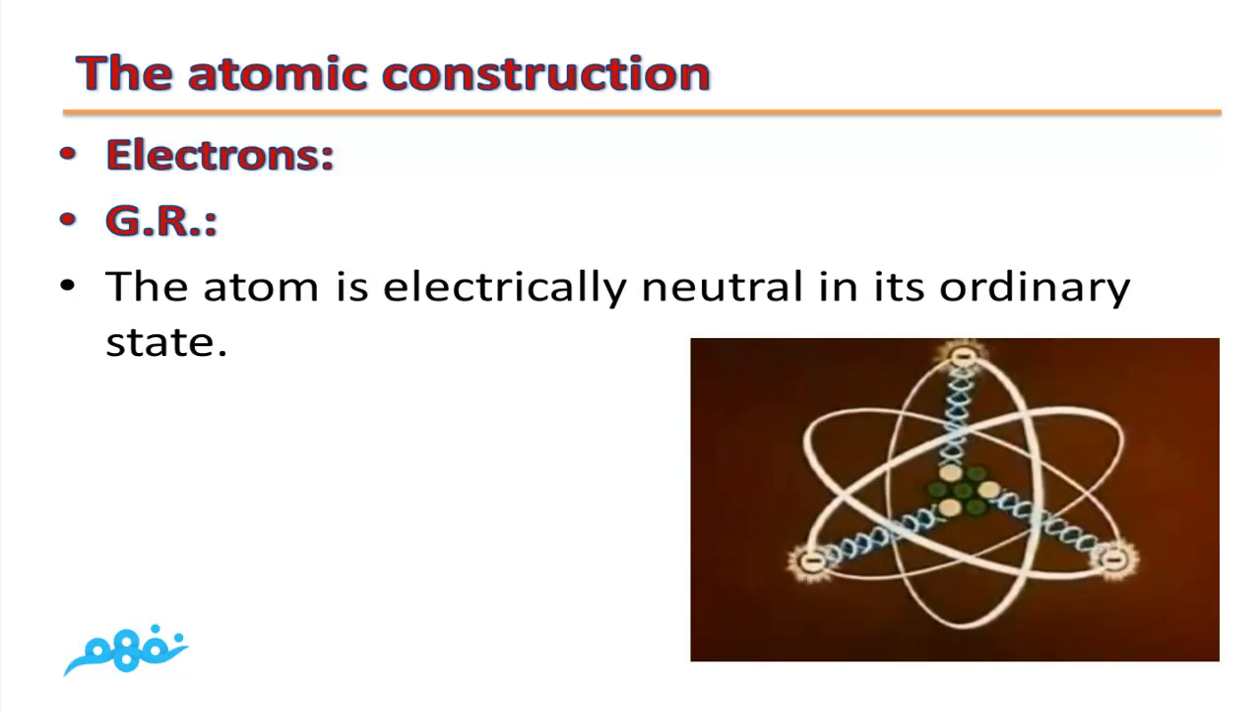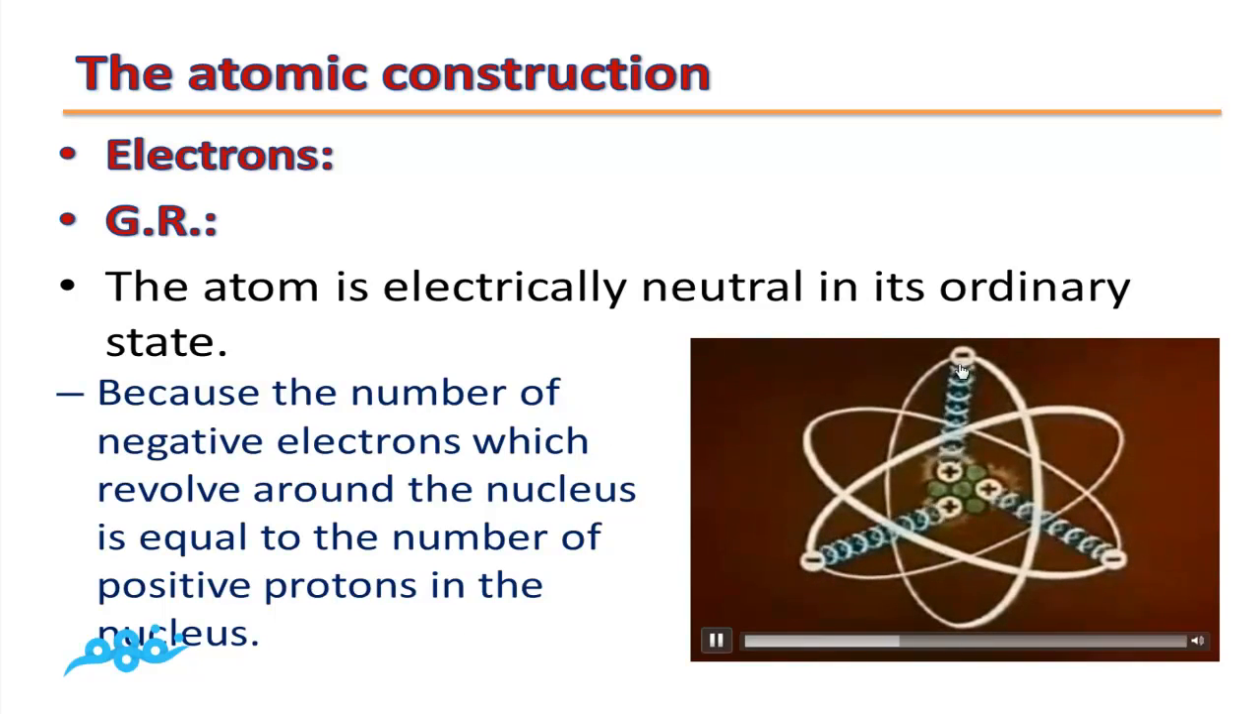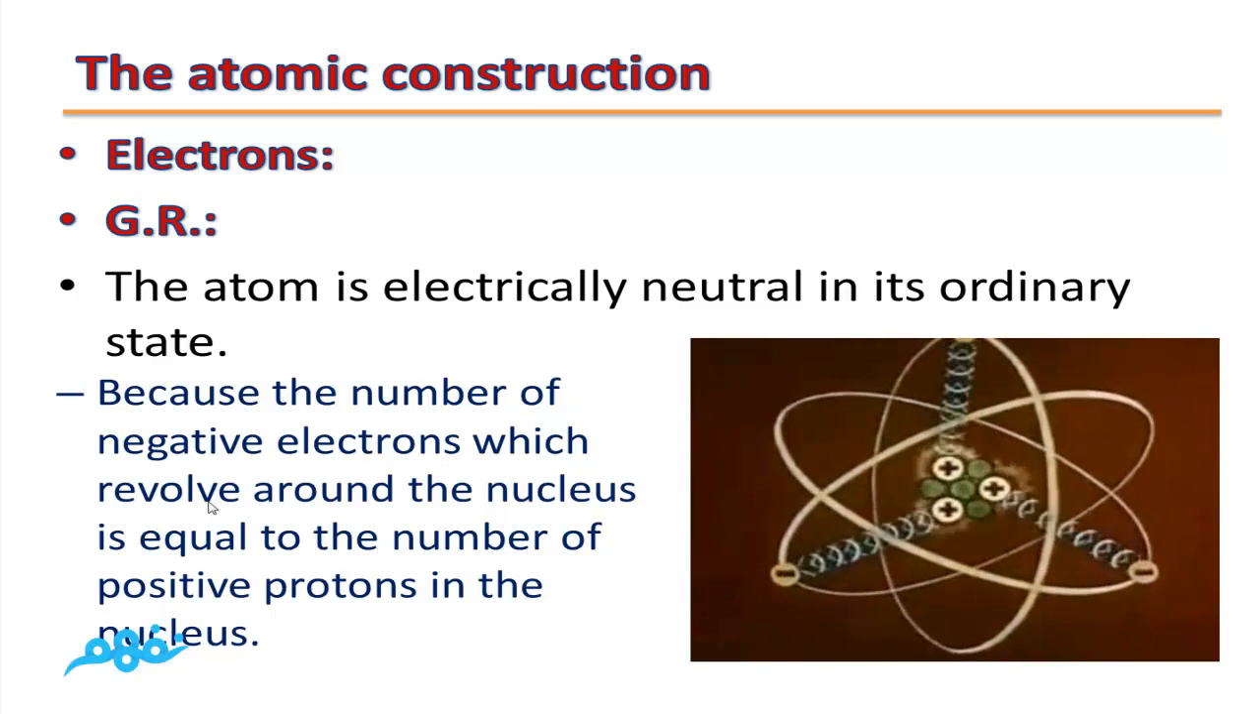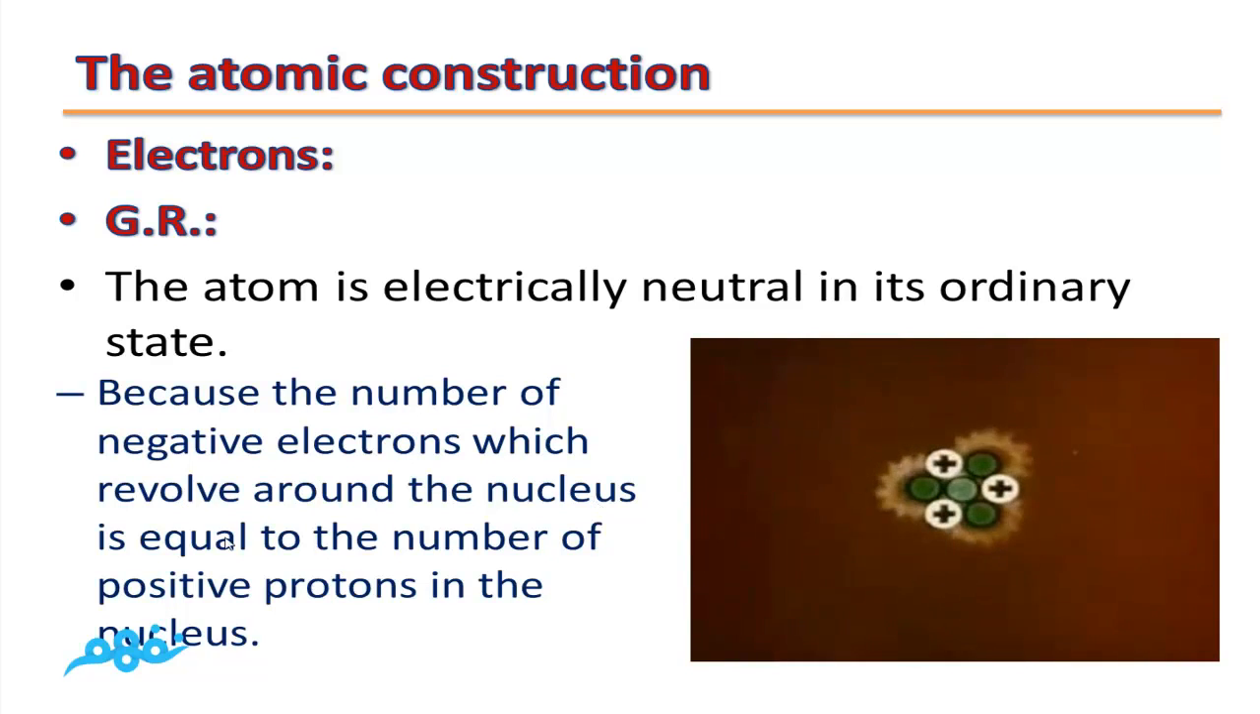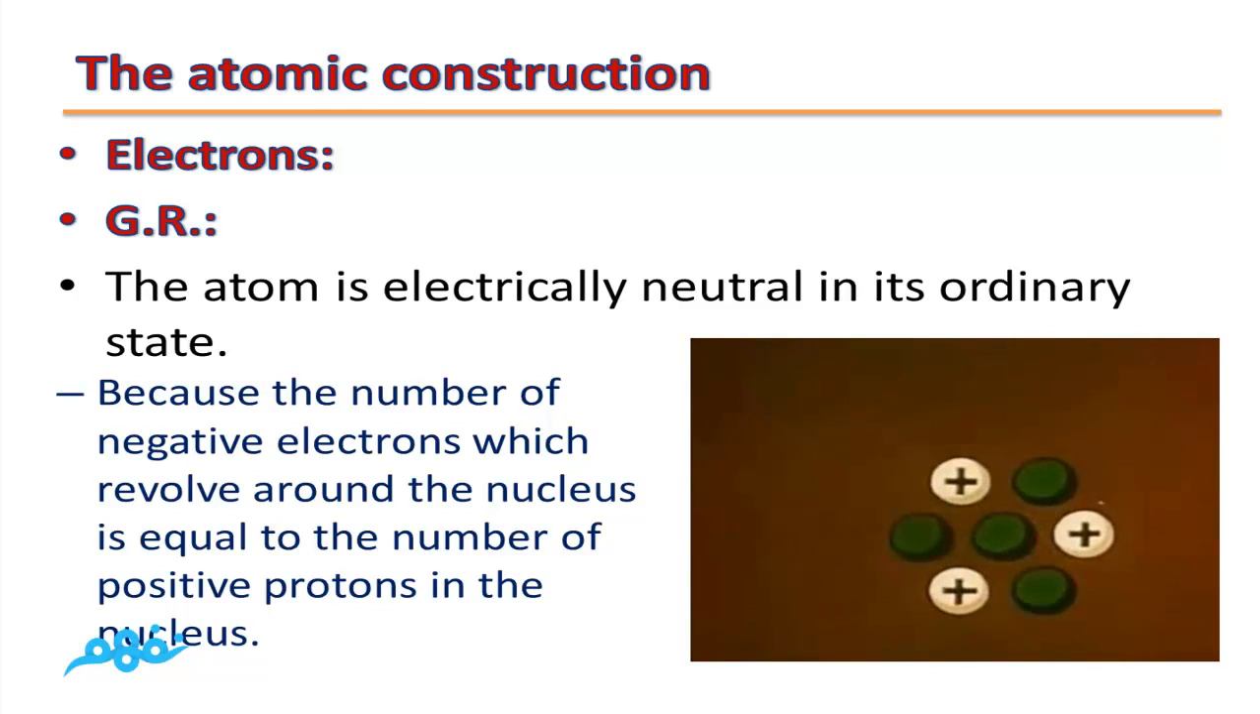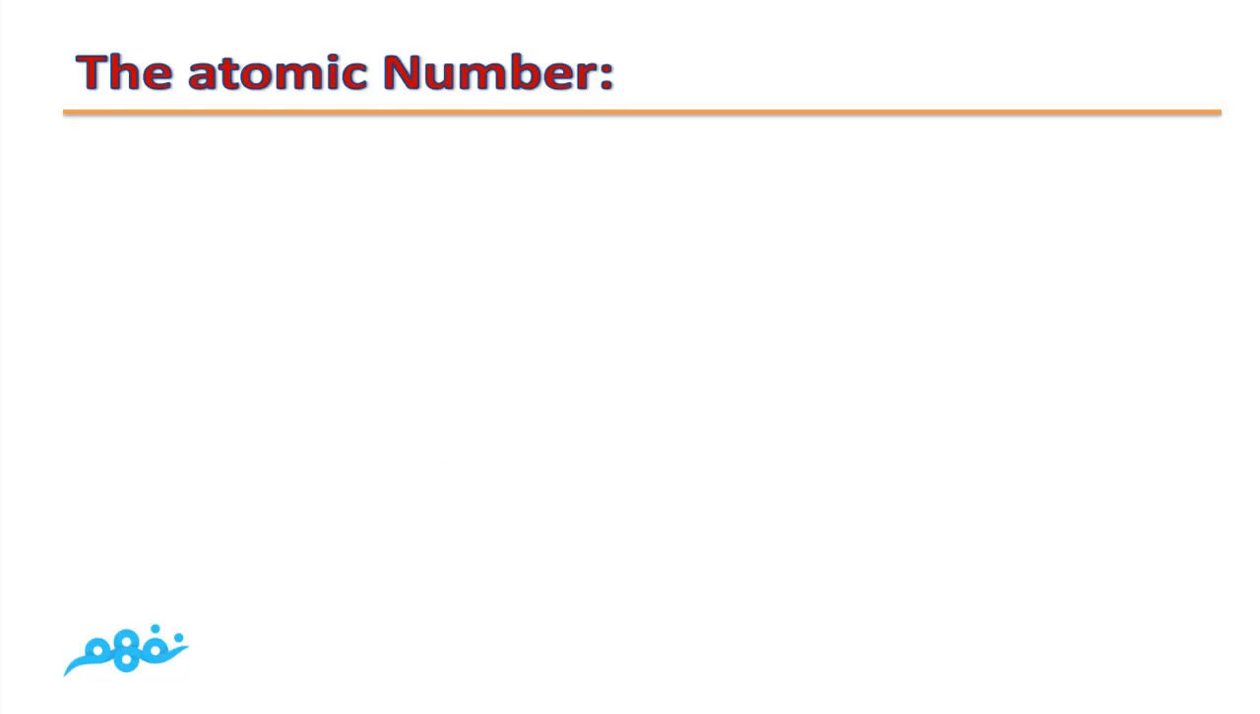The atom is electrically neutral in its ordinary state. This is because the number of negative electrons, which revolve around the nucleus, is equal to the number of positive protons in the nucleus. So the atom is uncharged in its ordinary state.